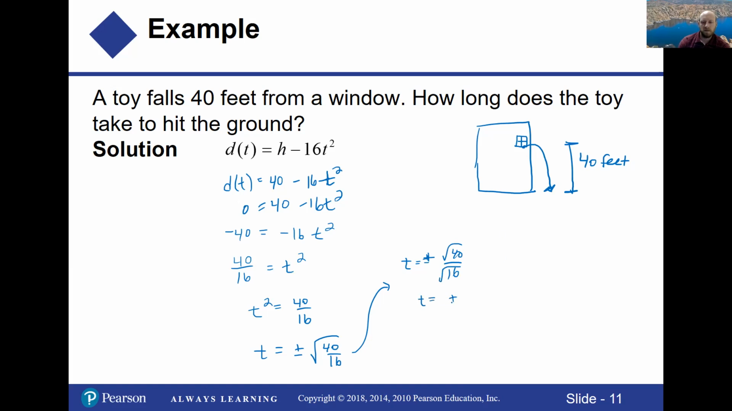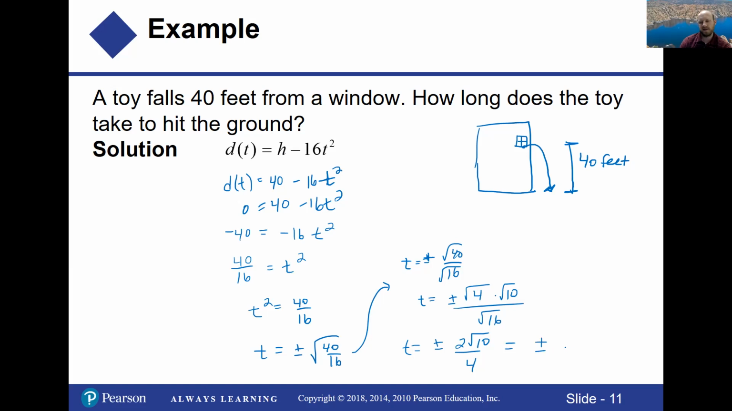And I know that the square root of 40 is going to simplify into the square root of 4 times the square root of 10. And the square root of 16, I know what that is, right? So I have t equals plus or minus, the square root of 4 is 2, times the square root of 10, all over the square root of 16, which is 4. Now, when I have something like this, I can actually simplify this fraction. So I can make this into 1/2.